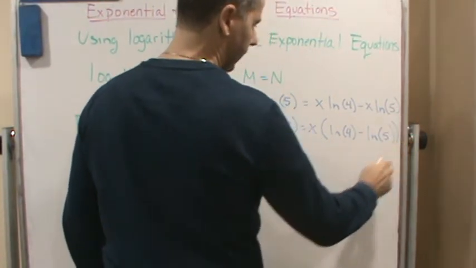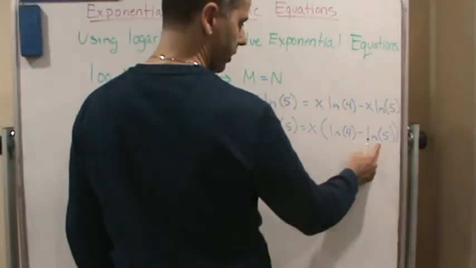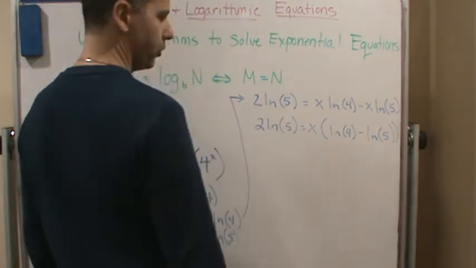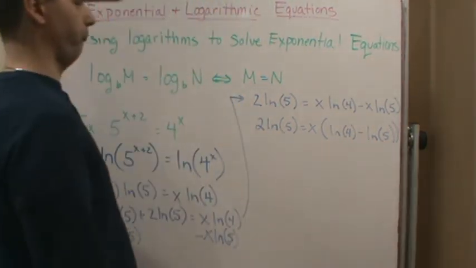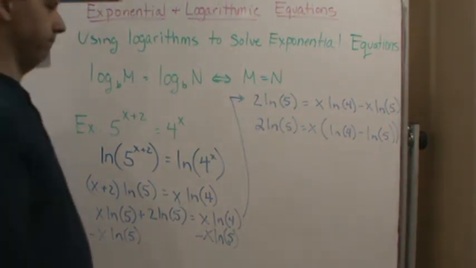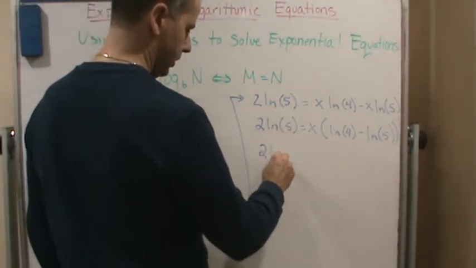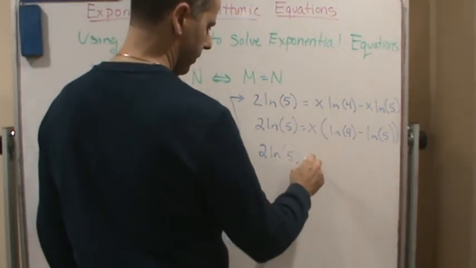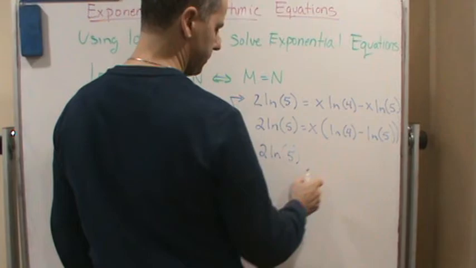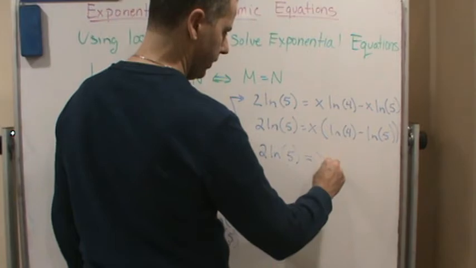All right. And so now, a couple different ways we could approach this. I could use the sum and difference rule, the quotient rule here. I can use the quotient rule. Okay. So I can write this as 2 natural log of 5. Or I could just divide by this, but let's keep going. 2 natural log of 5 equals x.